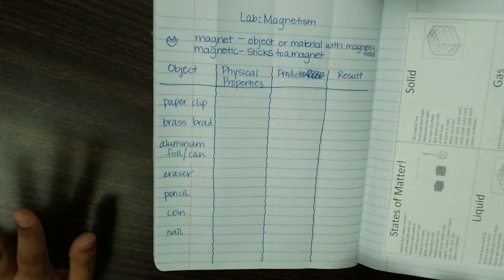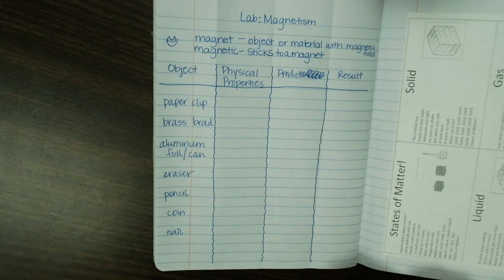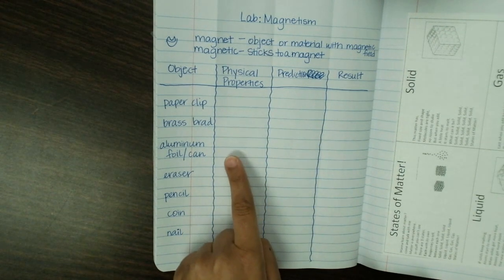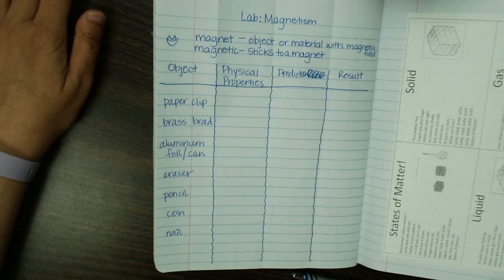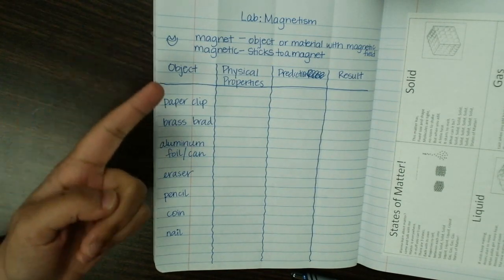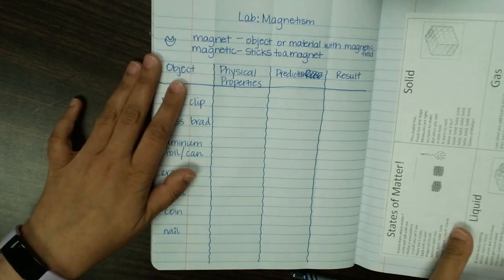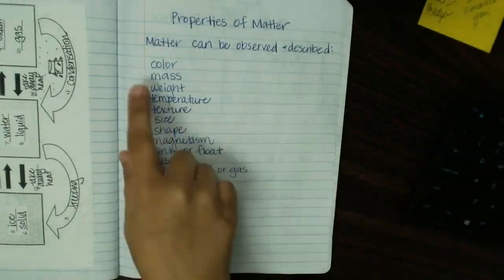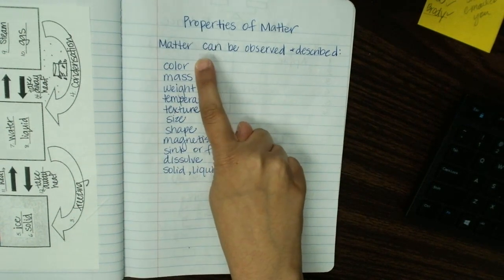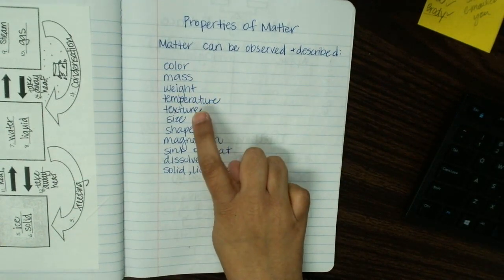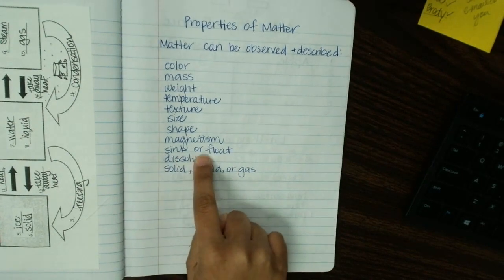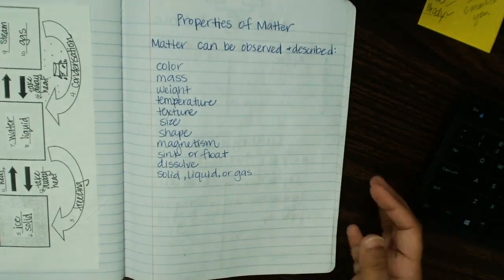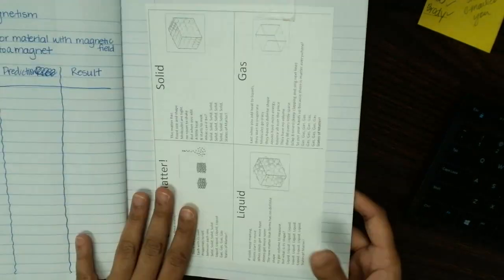So here's what you're going to do. We're going to do this lab together. I'm going to hold up each item and you're going to write down physical properties. So physical properties is like that video that you did. You can tell me size, shape, color. Let's look at our notes. Matter can be observed and described. Color, mass, weight, temperature, texture, size, shape, magnetism, which is what we're about to do. Do you think it can sink or float, dissolve? Is it a solid, liquid, gas? Maybe write 2 things about each object.